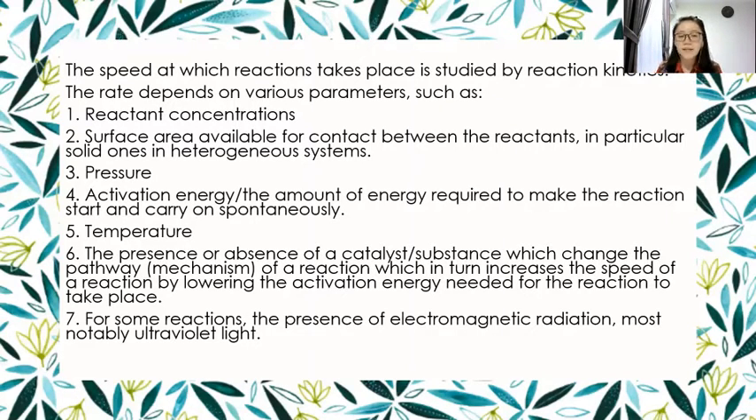And the sixth one is the presence of a catalyst. A catalyst is a substance that changes the pathway or mechanism of a reaction, which in turn increases the speed of a reaction by lowering the activation energy needed for the reaction to take place. And the seventh only happens for some reactions, for example the presence of electromagnetic radiation, most notably ultraviolet light. It only affects some, so don't apply it to every chemical reaction.